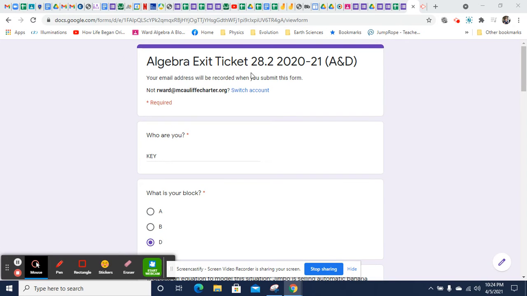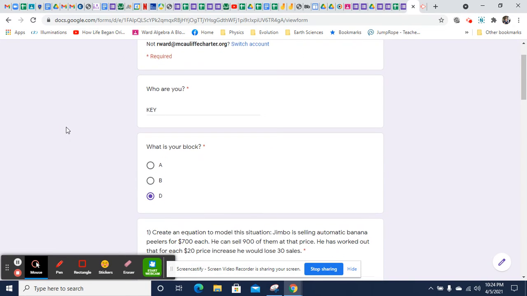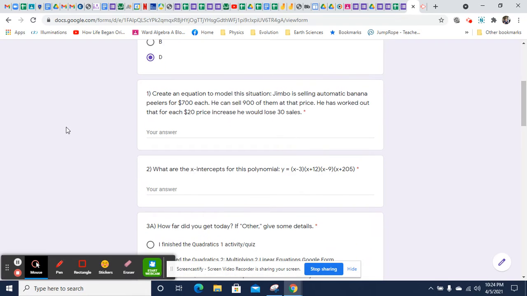This is Algebra Exit Ticket 28.2, video key. Based on what you've done with Quadratics 3, I'm hoping you can create an equation to model this situation.